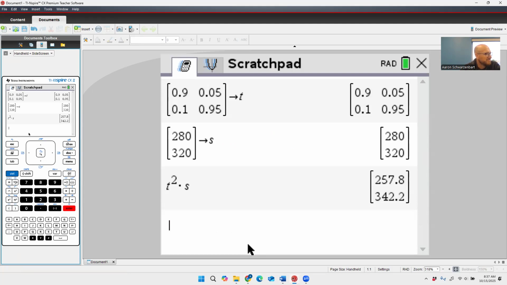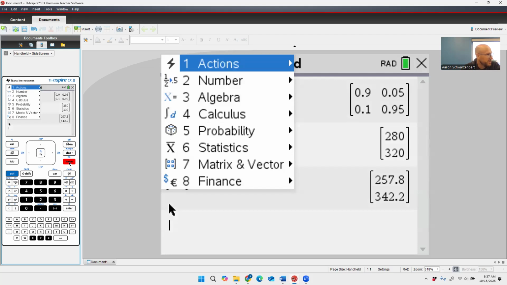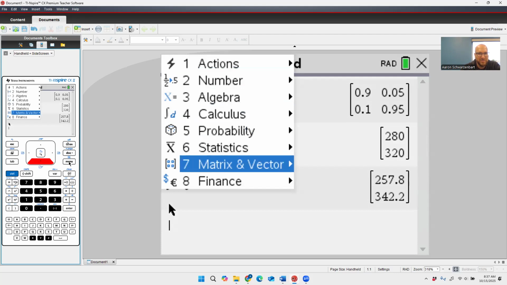Does it matter what side we multiply? Yes, it does. S will be multiplied after. So let's go ahead and find them.